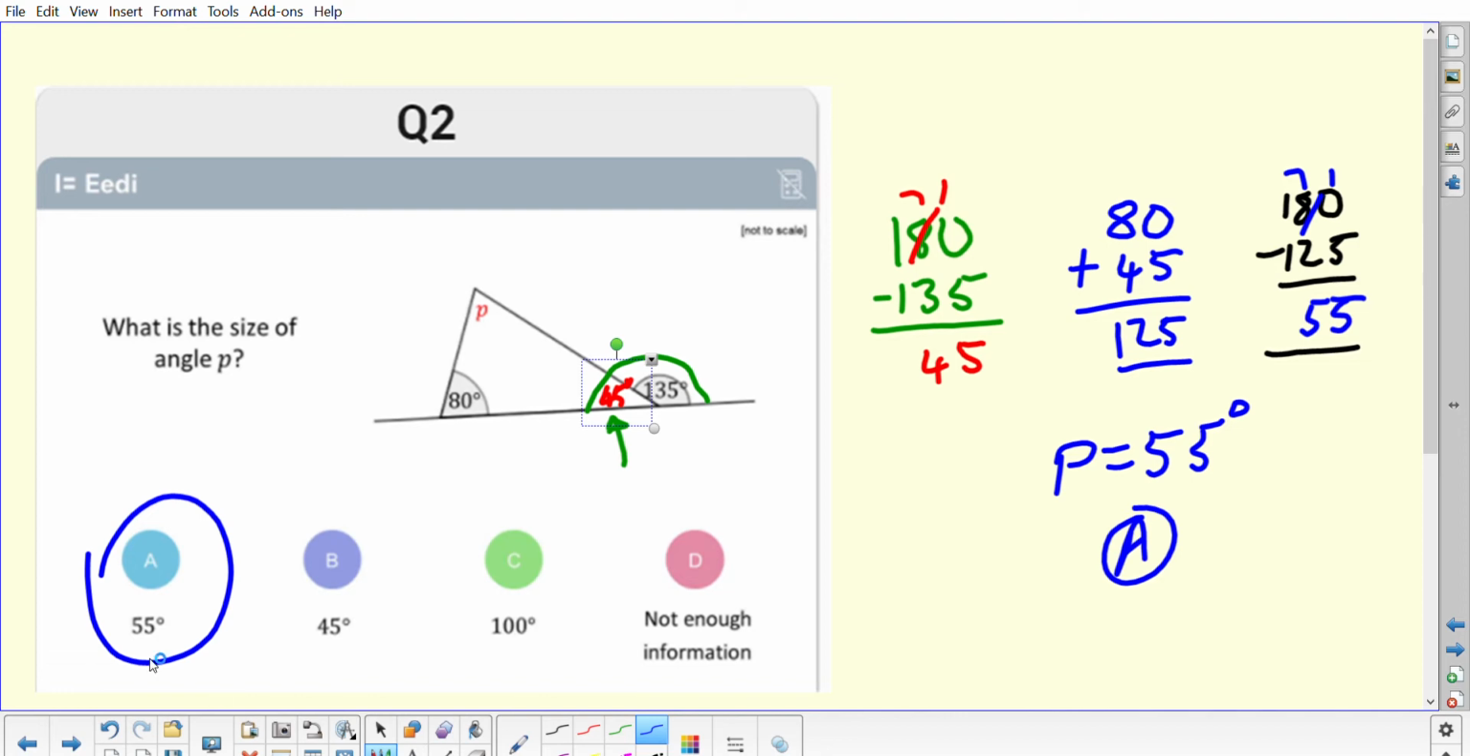So using not just some of the angles in a triangle, but also using your straight angle fact, because both of those pieces of information work with 180 degrees.